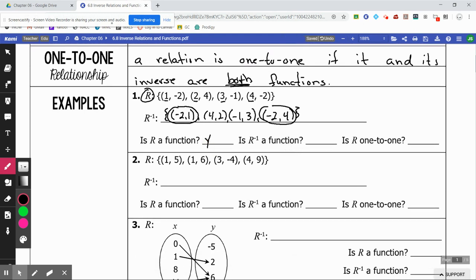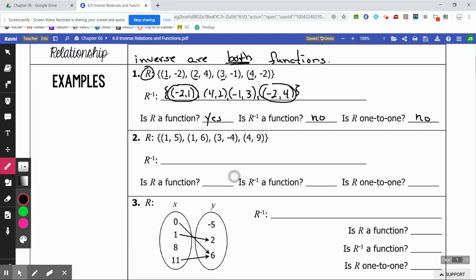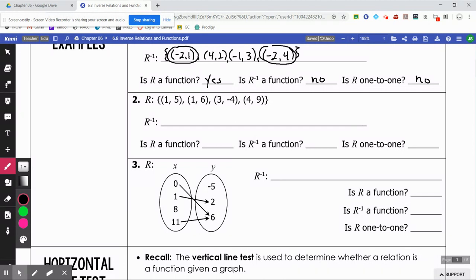So R is a function, yes. Is R inverse a function? No. So is it one-to-one? No, because both are not functions. The next one, our original function is 1, 5, 1, 6, and so on and so forth. So therefore, the inverse of this relation would be 5, 1, 6, 1, -4, 3, and 9, 4.